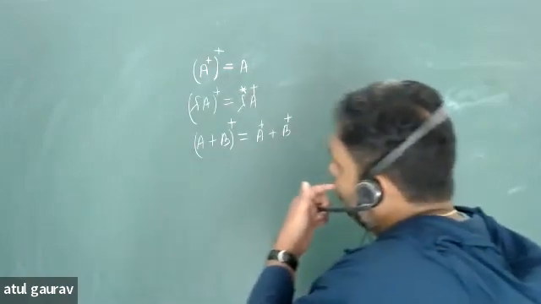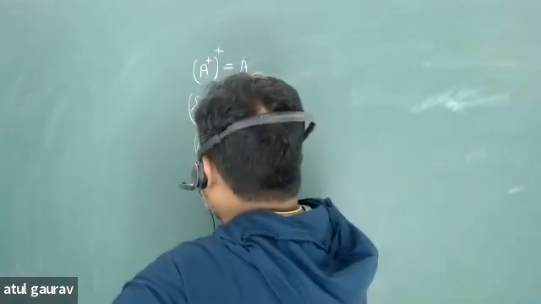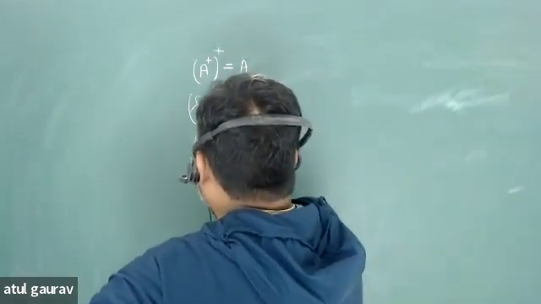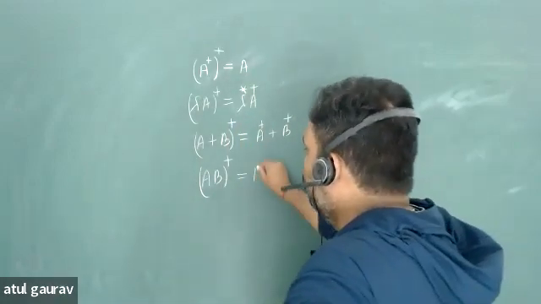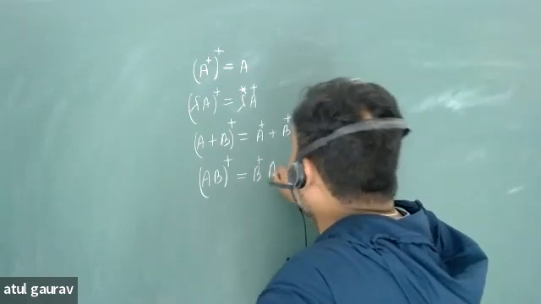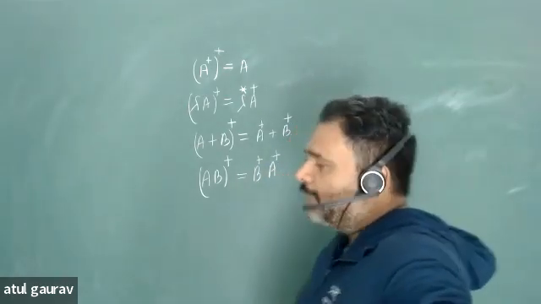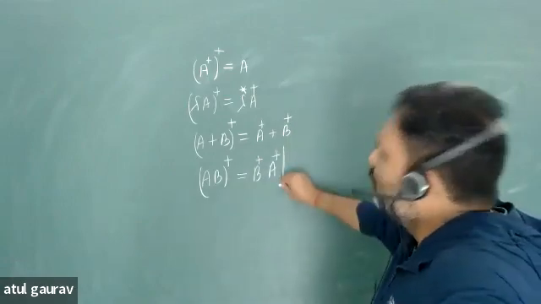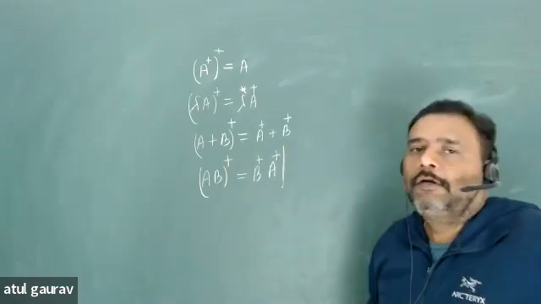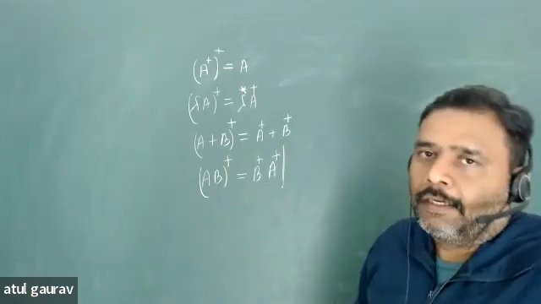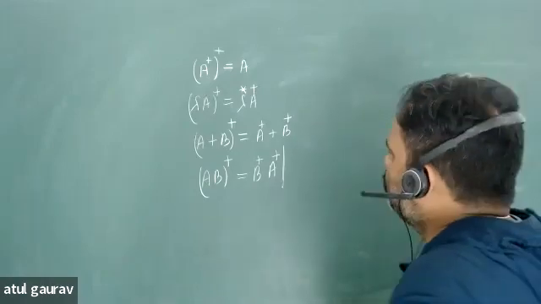Now, the next part is very interesting. What will happen to AB whole dagger? B dagger A dagger. Okay, so AB whole dagger is equal to B dagger A dagger. Let me prove this one. These are all trivial, but let me prove this one because this will give you a very good insight into operators and their daggers. So let us try to go for this one.